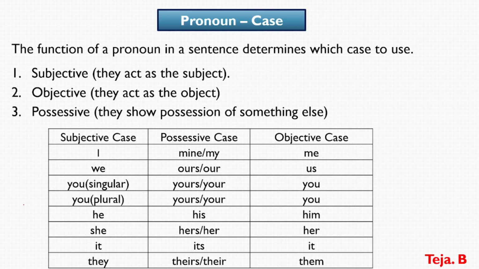Right? The third one is possessive case. Possessive case here, we must understand, for example, mine, ours, yours, because they tell us possessiveness of the subject. That's why they are called possessive case. Are you clear, guys? Subjective case, the pronouns used before the verb. Objective case, pronouns which are used after the verb.